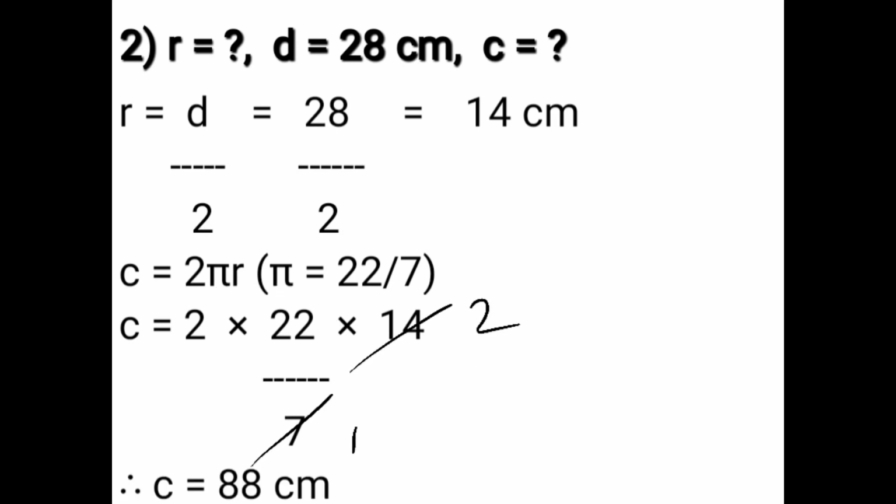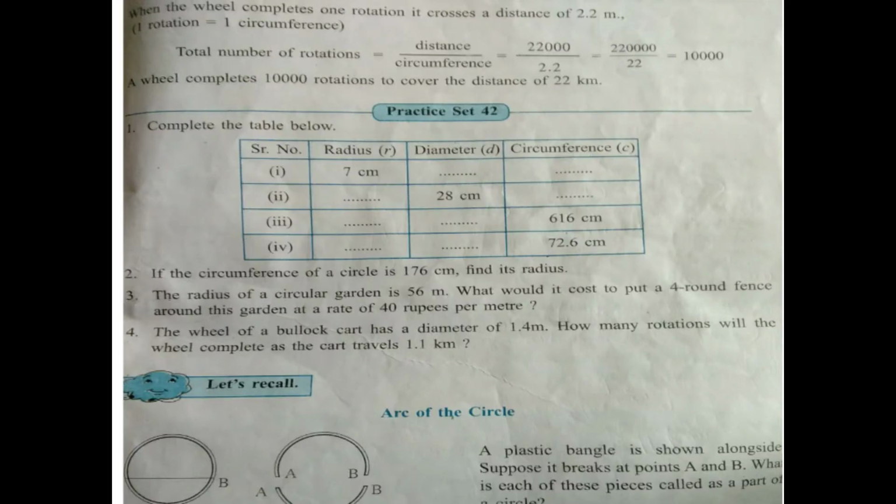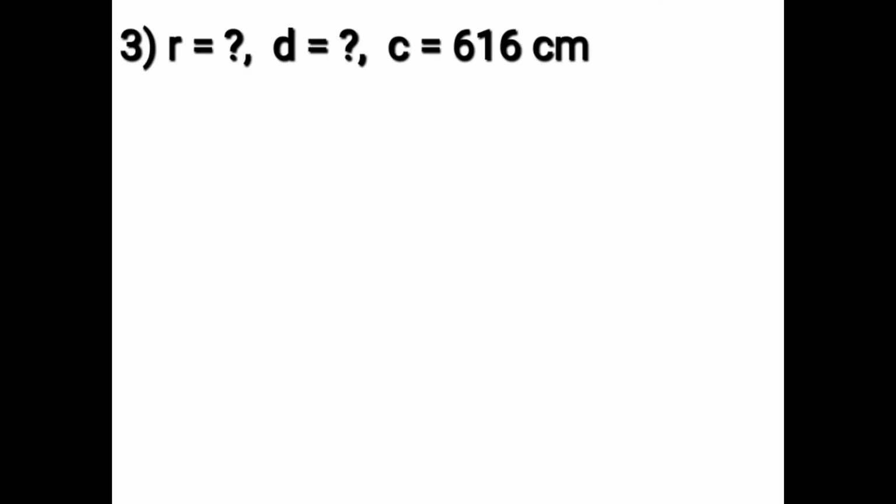Therefore circumference is equal to 88 centimeter. Next, third one. Radius is question mark, diameter is question mark, circumference is 616 centimeter. You have to find radius and diameter. First you have to find radius.